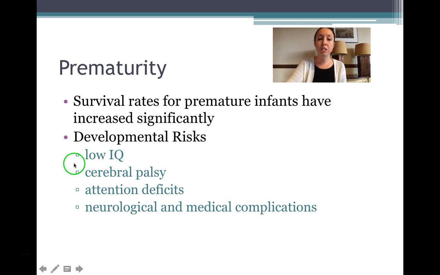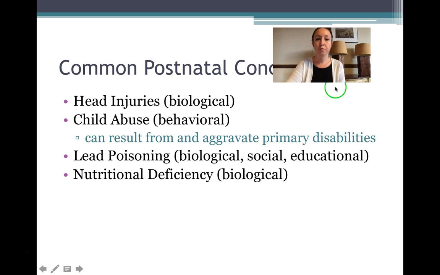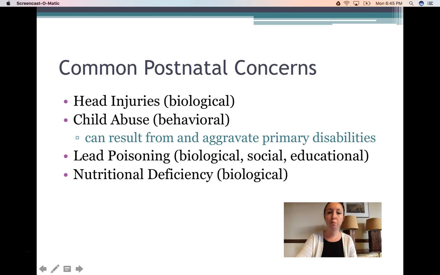Other developmental risks outside of low IQ are also cerebral palsy, attention deficits, and neurological and other medical complications. So, common postnatal concerns, right after the child is born, and we're going to talk about each of these things. So, head injuries. And again, this typically leads to a biological etiology of intellectual disability, if it does cause intellectual disability.